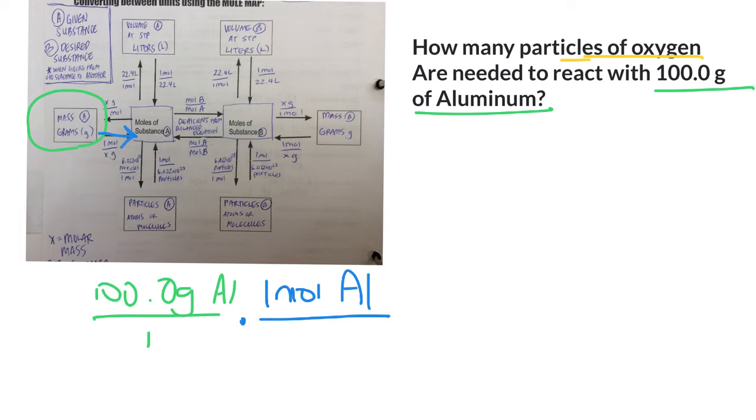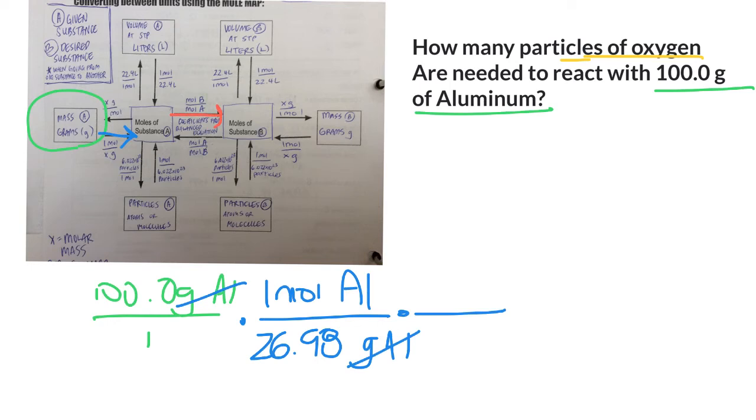We have moles of aluminum over grams of aluminum, and if you look at your periodic table, the molar mass for aluminum is 26.98 grams. Grams of aluminum cancel out. We're left with moles of aluminum, but we're trying to change substances, right? We're trying to get to particles of oxygen, which means we're going to have to cross the mole bridge using the balanced chemical equation.